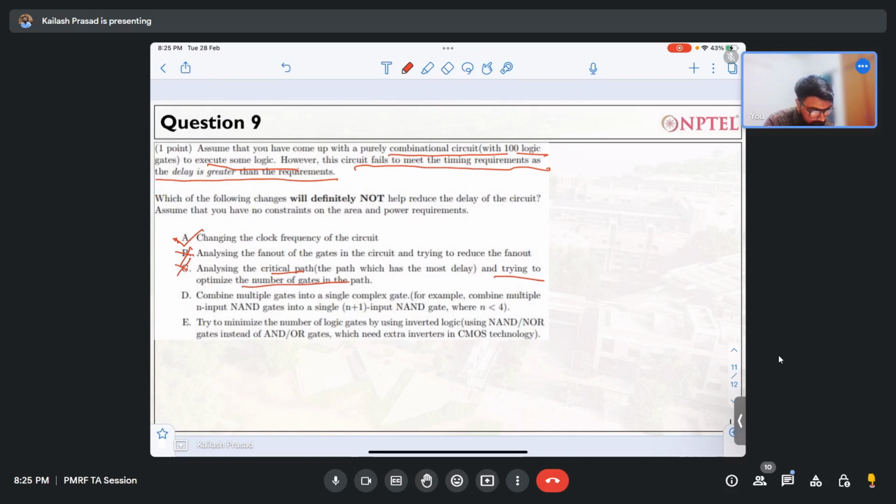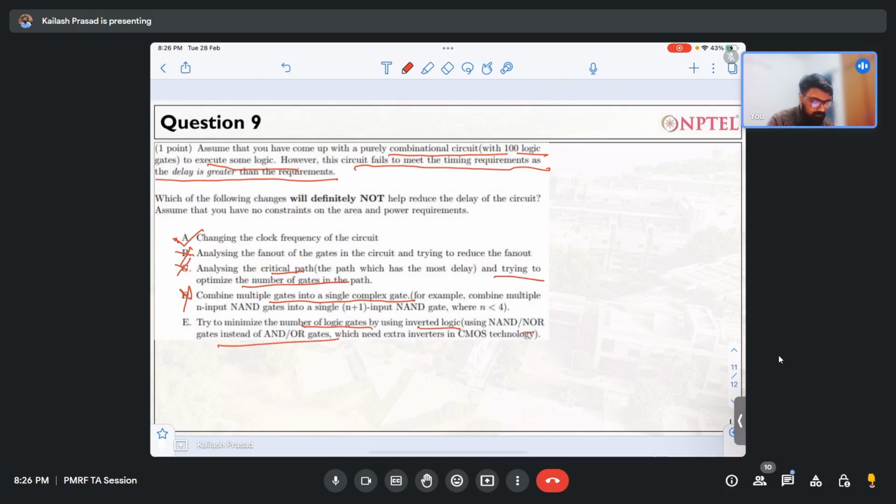Now, combine the multiple NAND gates into a single complex gate. If you have multiple NAND gates in series of stages, each will have individual fan outs or individual capacitance, and they are cascaded. If you make only one, a big one, it can happen that it will be able to reduce the delay. The output node capacitance might reduce. So this can also be an option to reduce the delay. And the next option: try to minimize the number of logic gates by using inverted logic.